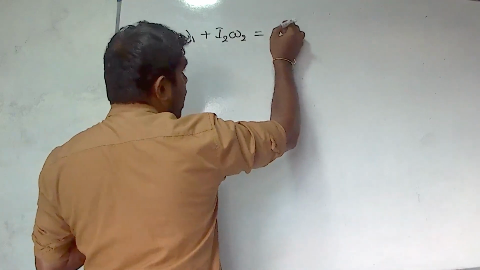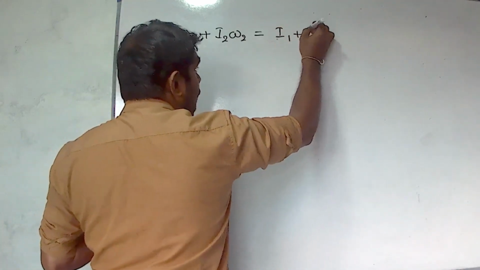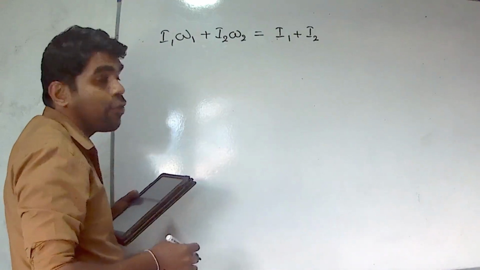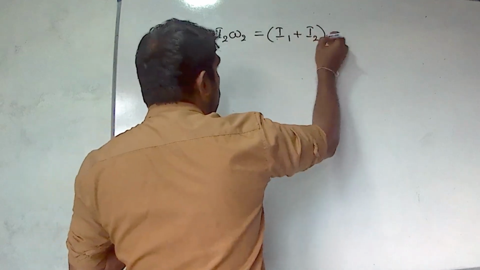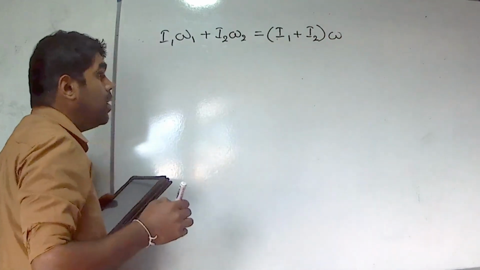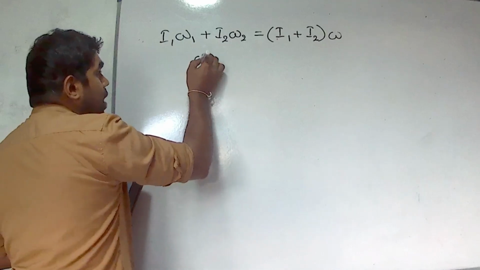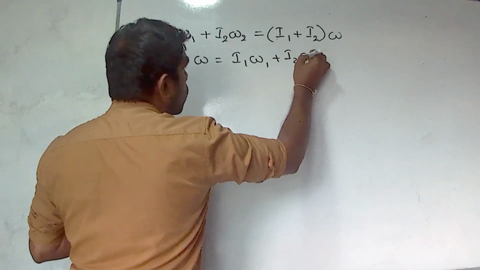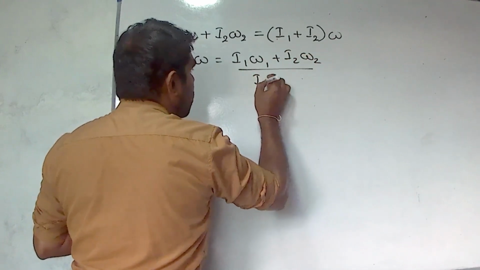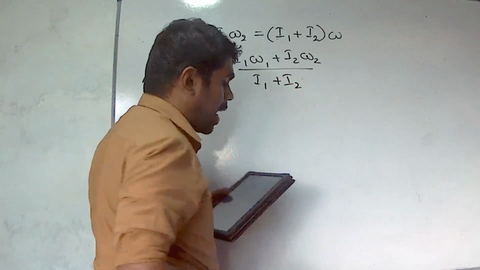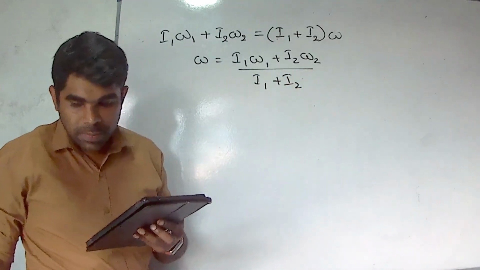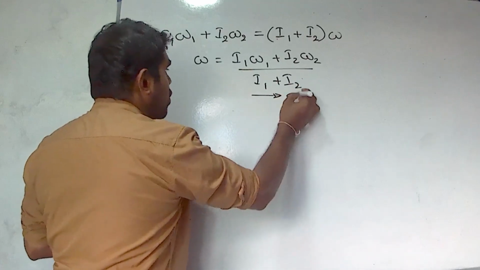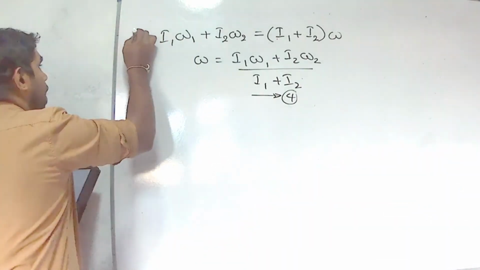When considering final moment of inertia, we have to add the moment of inertia values of both wheels, I1 plus I2, into omega, the final angular velocity. Then we can get omega equals I1 omega 1 plus I2 omega 2 divided by I1 plus I2. Then we can say the fourth answer is the correct answer for question number 31.